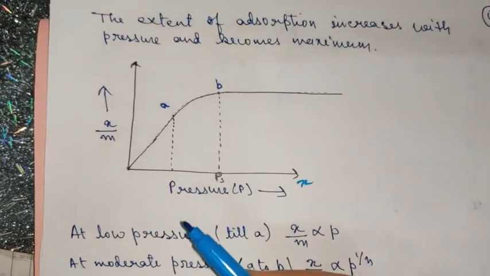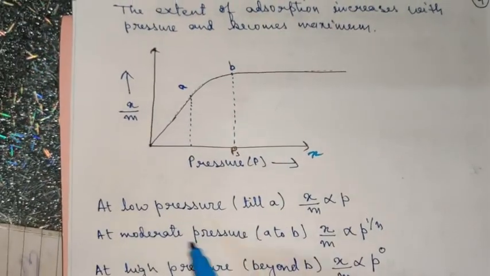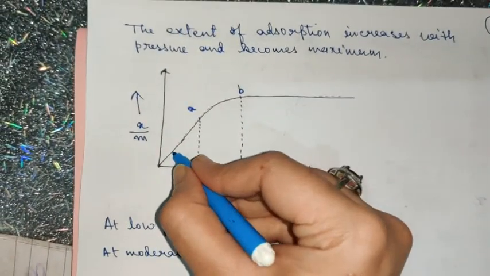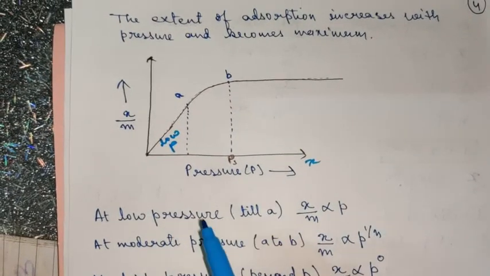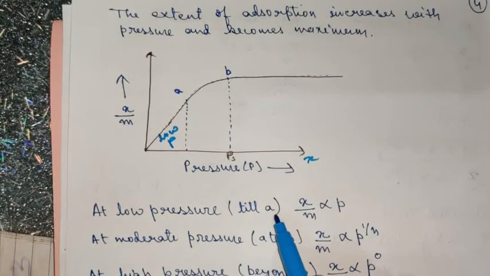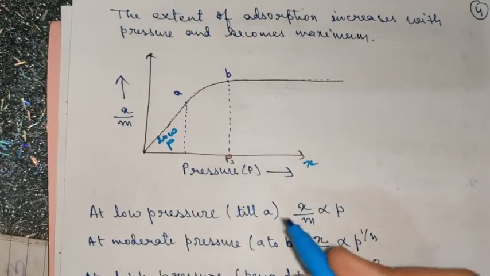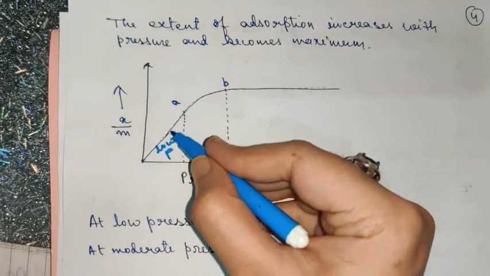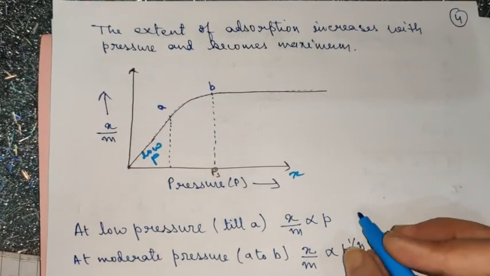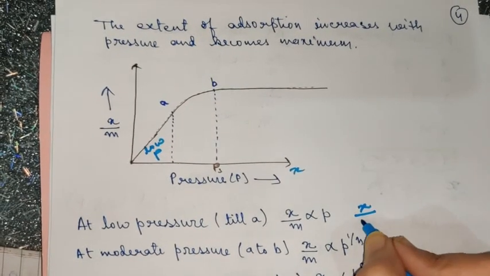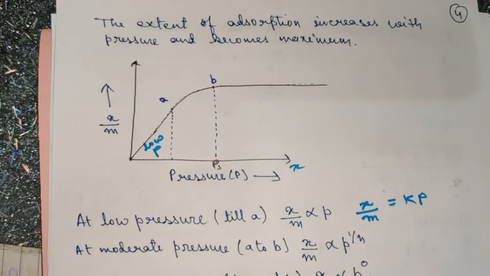So if you have to express this relation mathematically, what can you say? At low pressure, this is the low pressure zone, that is up to this point A, x upon m is directly proportional to P. Yes, you can see that this is directly proportional. Please recall the graphs of chemical kinetics. x upon m is directly proportional to P, so you can write it as x upon m is equal to kP. K is a constant here.